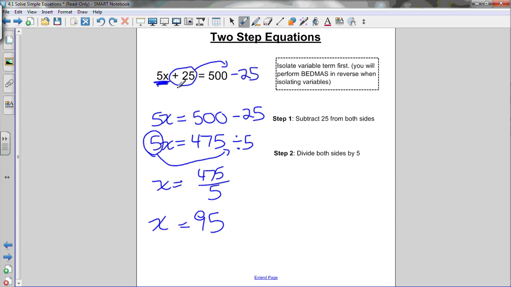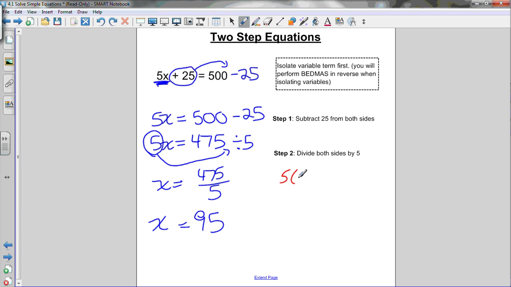You could plug it back in and do the quick check. 5 times 95. You might want to write this one out and actually solve it to make sure the left side equals the right side. I'll do that for you if you'd like. So plug in 95 for x and make sure that the equation stays balanced. Okay, make sure that it stays true. Make sure the left side still equals the right side.